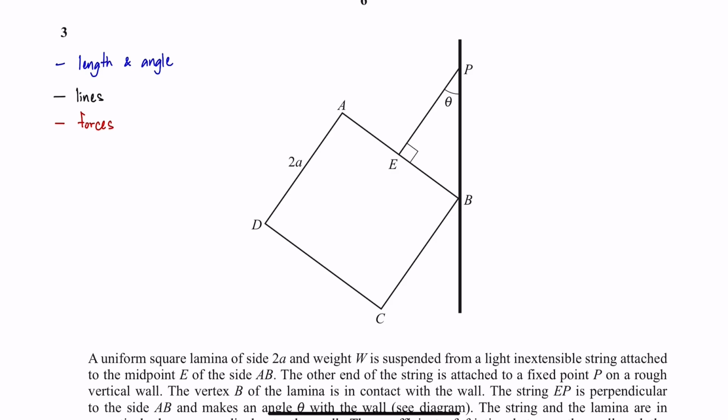And we have weight W. Weight is from the center of mass. So we can first draw these two diagonals to know where exactly the weight should be. So it should be in the middle, coming downwards. This is W. And the string is attached to the midpoint E. That means this is A and this is A.